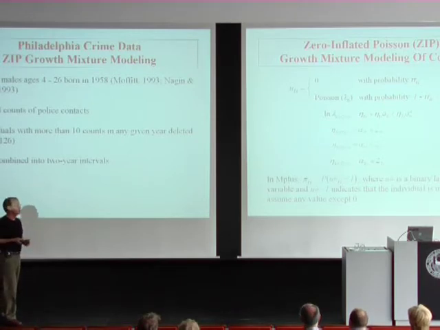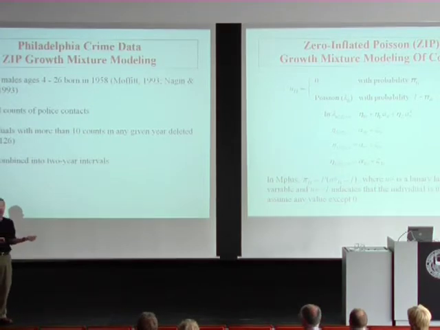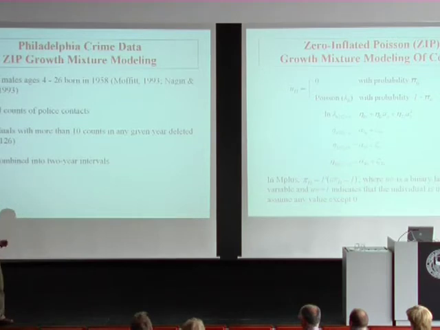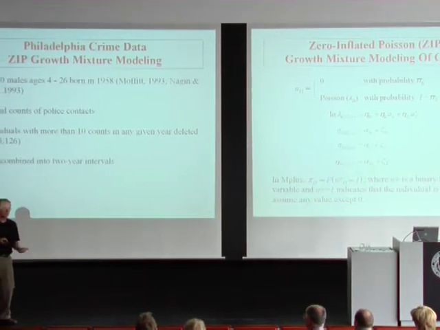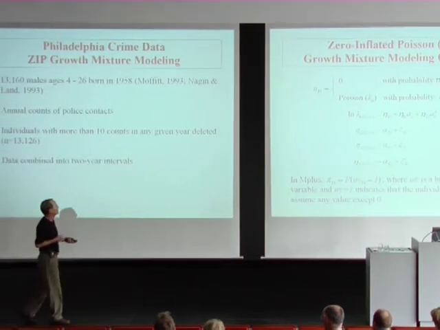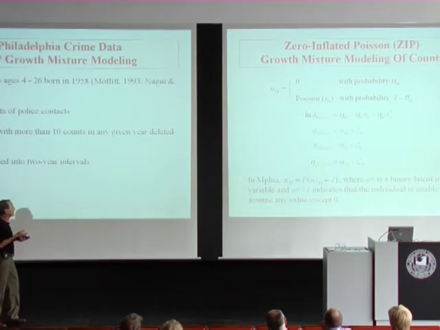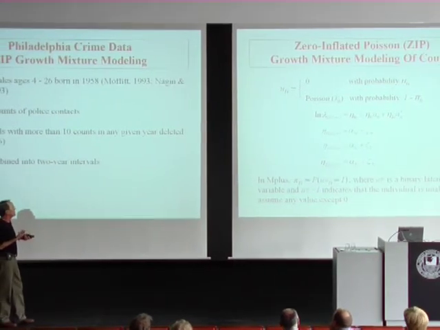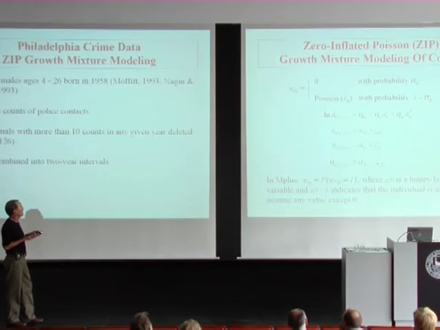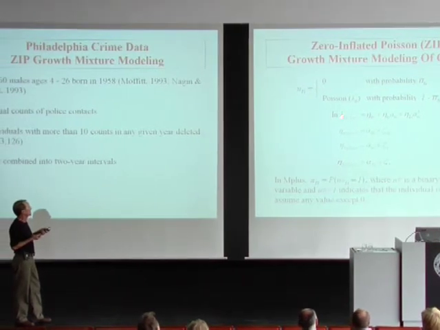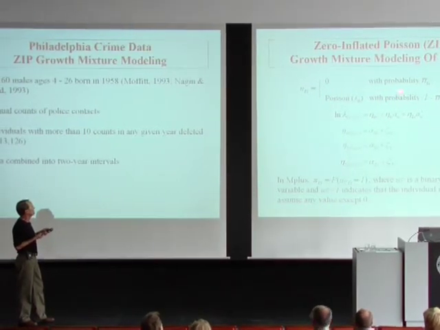Again, for those of you new, if you observe 0 crimes, it could be because you are not a criminal or because you are a criminal. This is very simplistically put. You're a criminal, but you just happen to not commit crimes in that particular time interval. So this is a way to capture the overrepresentation of 0 crimes that Poisson could not handle alone. So it's zero-inflated Poisson.